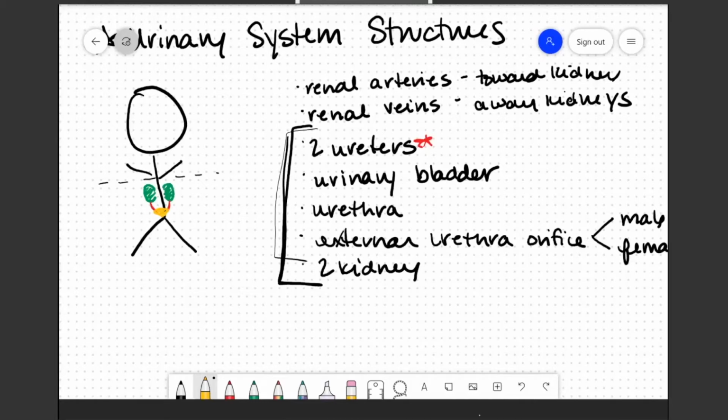That one urinary bladder will then have the urethra that will then lead to the external orifice and dump out of the body. So this is kind of how it looks if we were to blow this up and take it off of our little person.